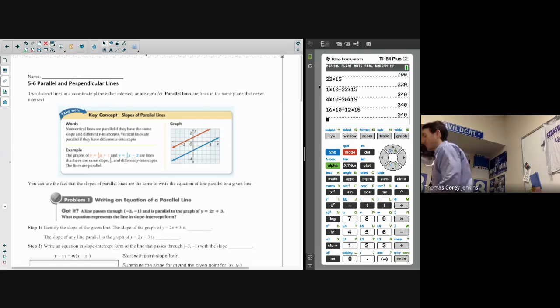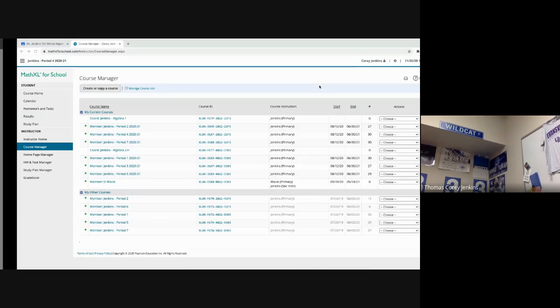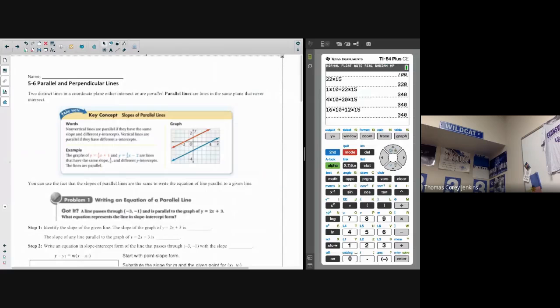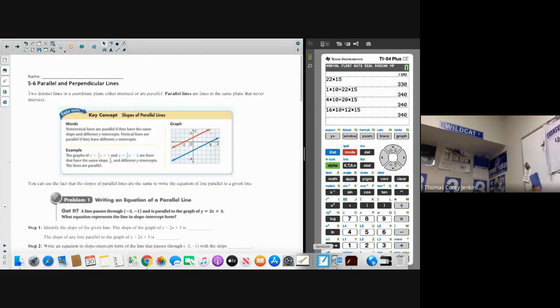All right, guys, Mr. Jenkins here with our, I think, last new lesson of chapter 5. That being said, we'll have a lot of stuff that we need to review before we get into studying for the test or anything else, okay? So this is our last new lesson, though, and it's about parallel and perpendicular lines.